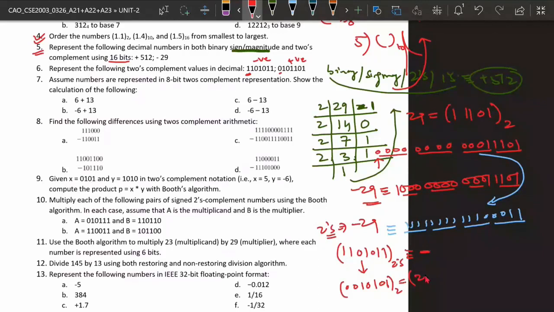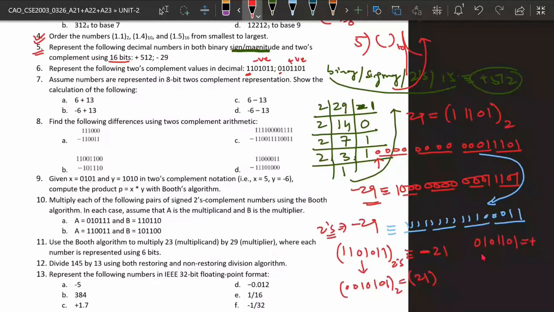Okay. So similarly, the second number is 0, 1, 0, 1, 1, 0, 1. This is a positive number because the MSB is 0. Now we need to take the 2's complement of it. So once we take the 2's complement, this 1 will be as it is, and after that all the bits will be complemented. So if it is 0, it will be 1. If it is 1, it is 0. So this is the equivalent binary representation.